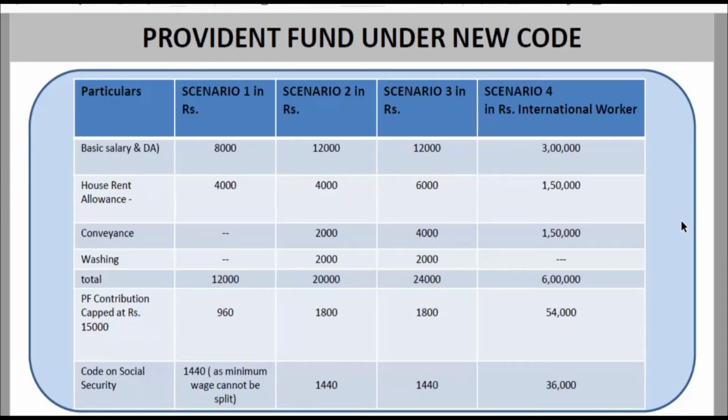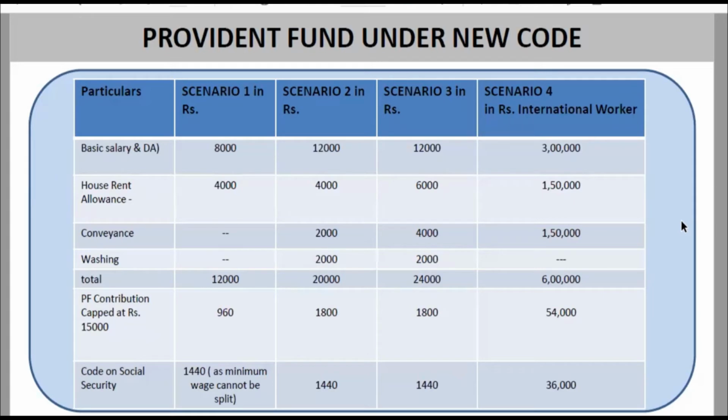Now have a look at the provident fund. What will happen when this new concept is implemented? If you are paying the minimum wage to the employee, and in the state the minimum wage is around 8,000 rupees, and further you are paying house rent allowance also, the total wages is 1,200 rupees.